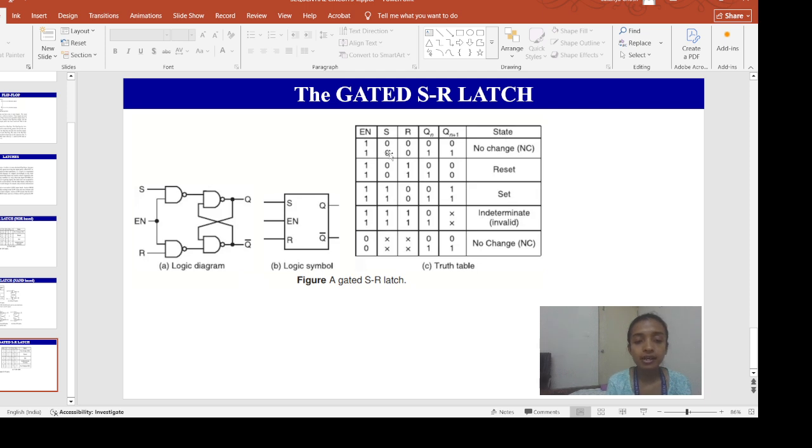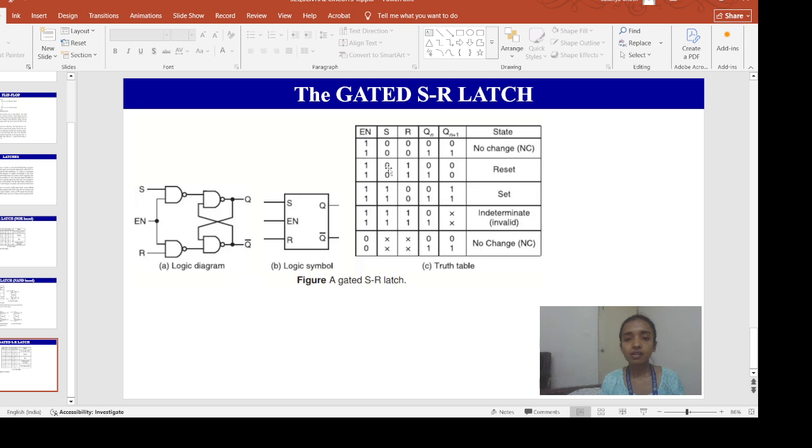In this circuit, the invalid state occurs when both S and R are simultaneously high. Here you can see that only when the enable signal is high will this circuit work. When both S and R are 0, whatever the present state, the next state will be the same, so no change will be there.